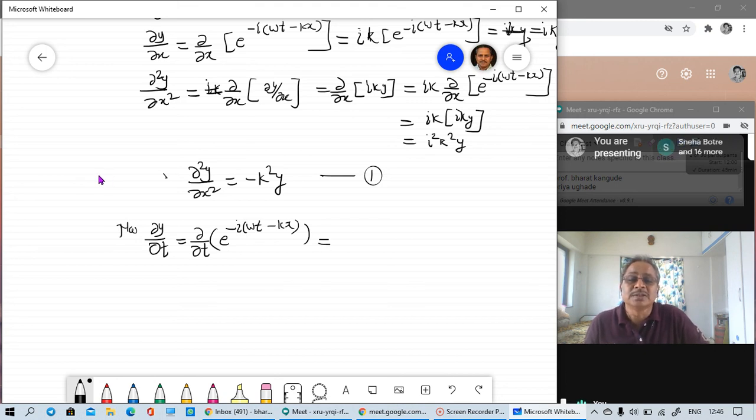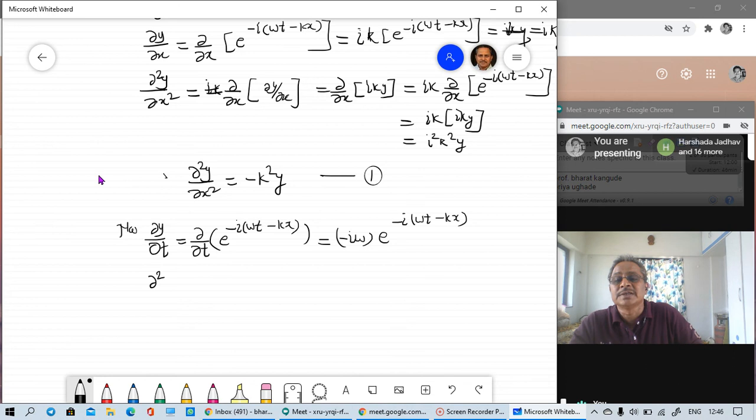Earlier it was minus becoming plus, but this time it's simply minus i into omega that will come out of this, into e raised to minus i(omega t minus kx). Differential of e raised to minus i(omega t minus kx) with respect to t is simply e raised to minus i(omega t minus kx), and this minus i omega will come out. This is first order partial differentiation.